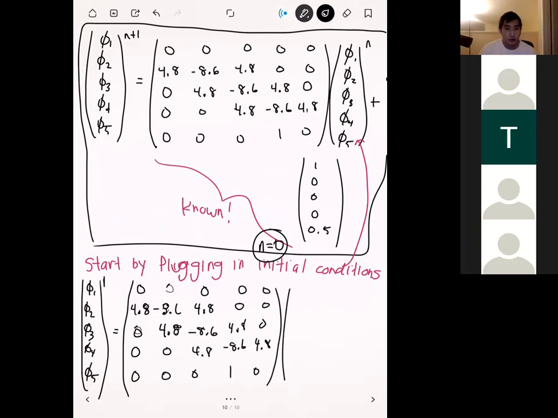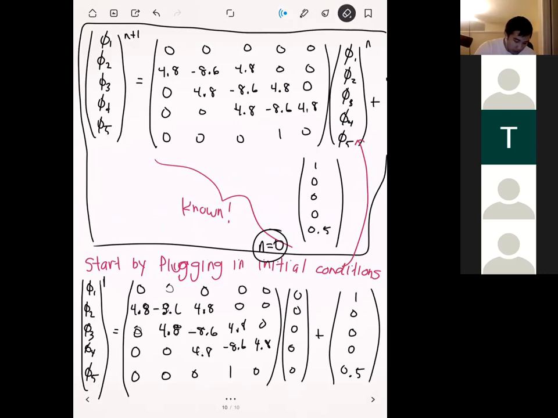And instead of phi 1, 2, 3, 4, 5 at n, we're plugging in our initial condition, which is just zeros all around. Okay. And of course, we have our added terms on this side right here. Okay. And then to actually solve this system, all we have to do is just perform the matrix multiplication.